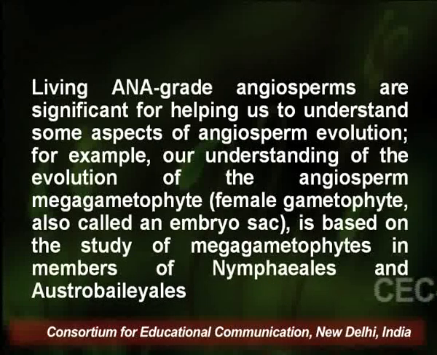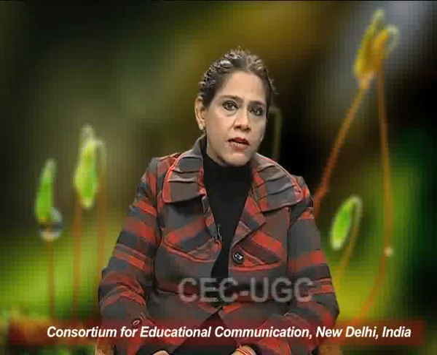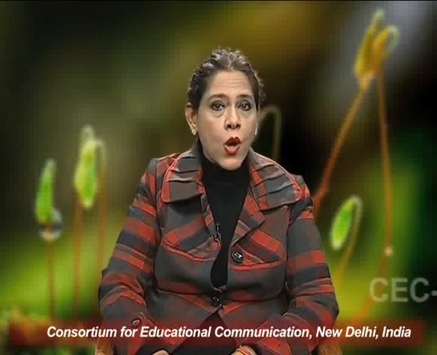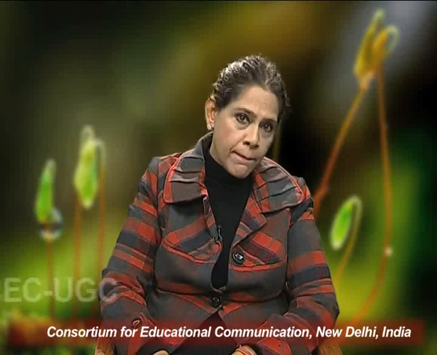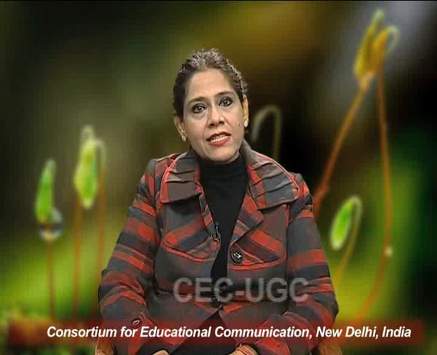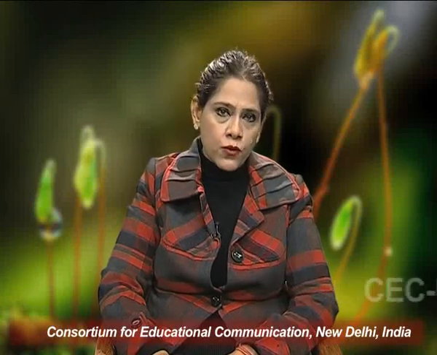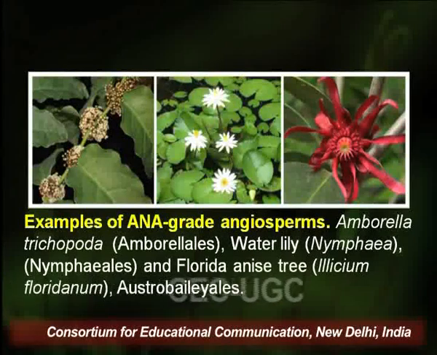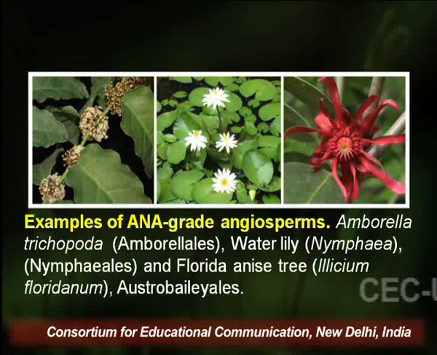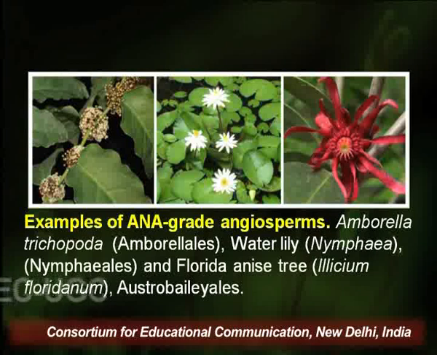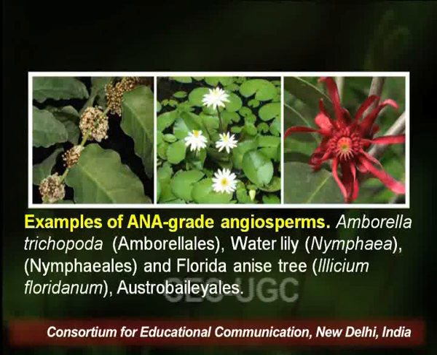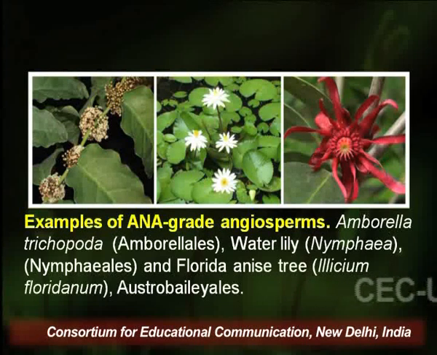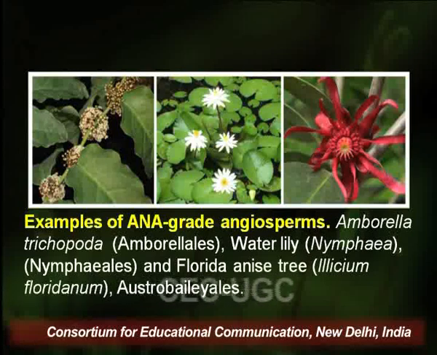For example, our understanding of the evolution of the angiosperm megagametophyte, that is the female gametophyte, also known as the embryo sac, is based on the study of megagametophytes in the members of Nymphaeales and Austrobaileyales. Now, this slide shows photographs of ANA grade angiosperms. The left one shows Amborella, which belongs to Amborellales. The center one is the water lily Nymphaea, which belongs to Nymphaeales, and the right one is the Florida star anise, Illicium, which belongs to Austrobaileyales of ANA grade angiosperms.